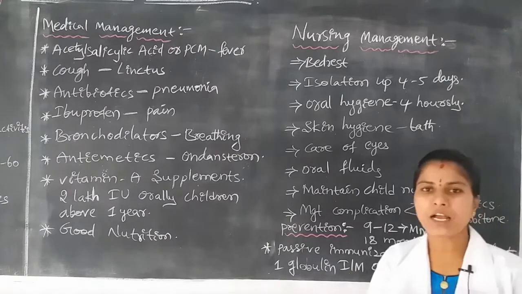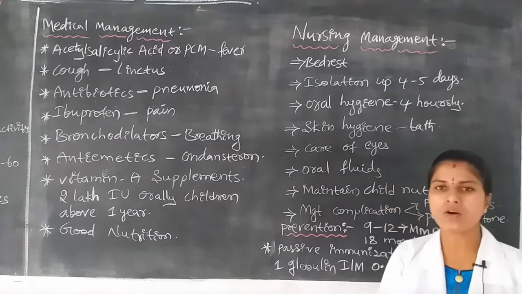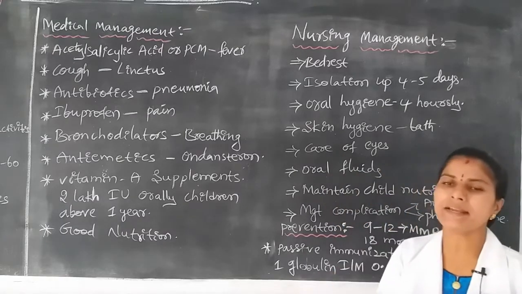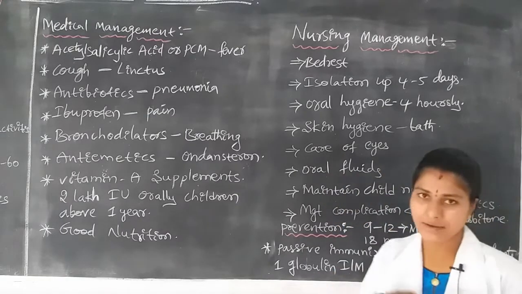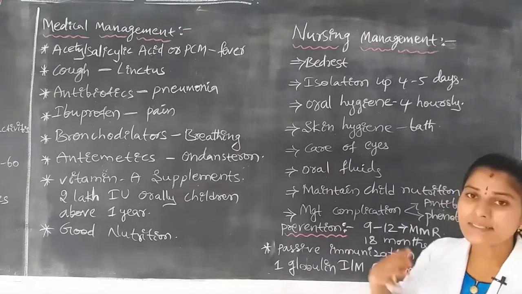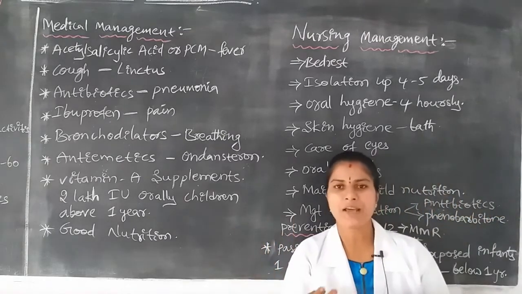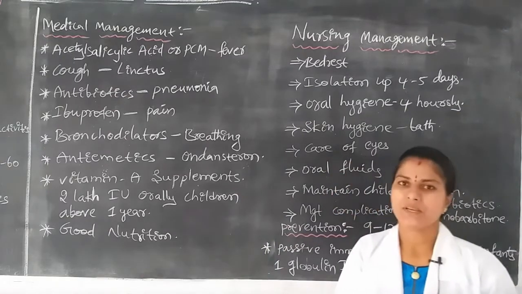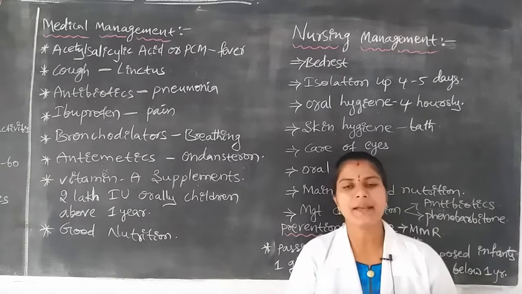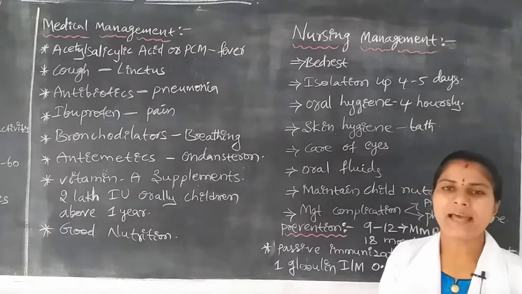Measles is one of the communicable diseases. It is caused by the paramyxoviridae virus, which is an RNA virus. There are many epidemiological agents. We discussed the pathophysiology and types in previous videos. In this video, we discussed medical management and nursing management. Thank you, everyone.